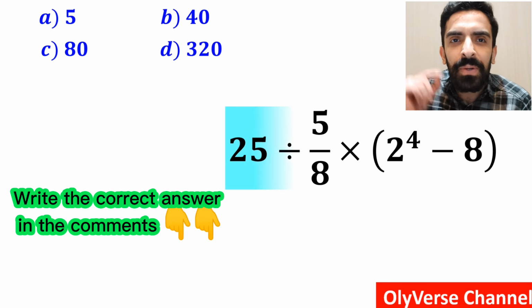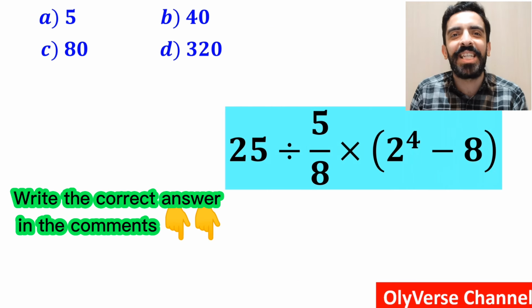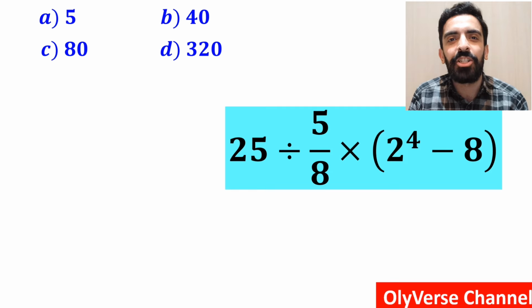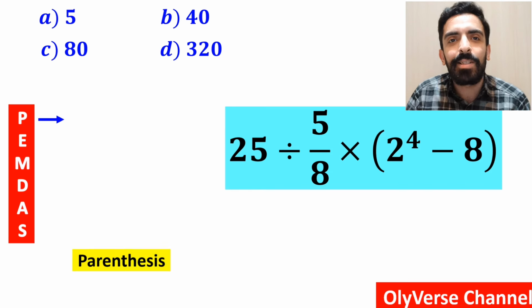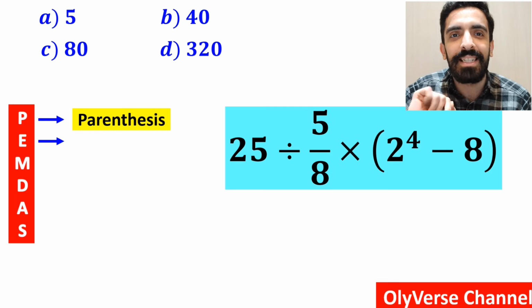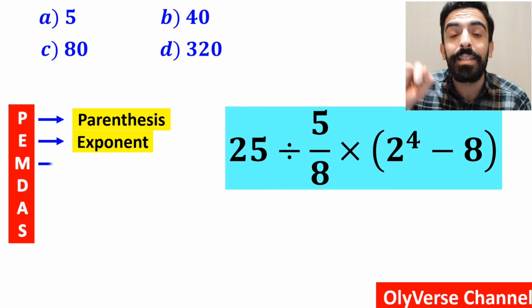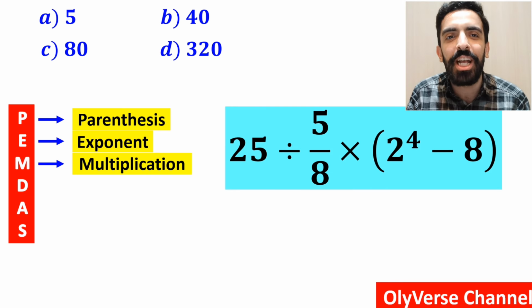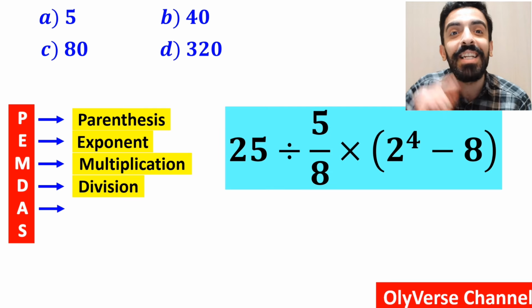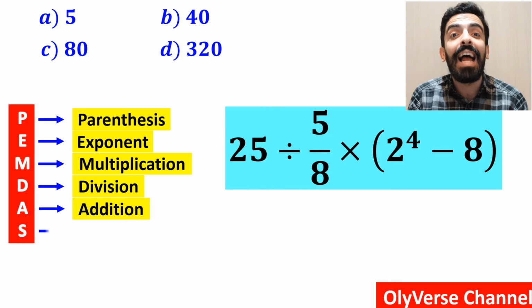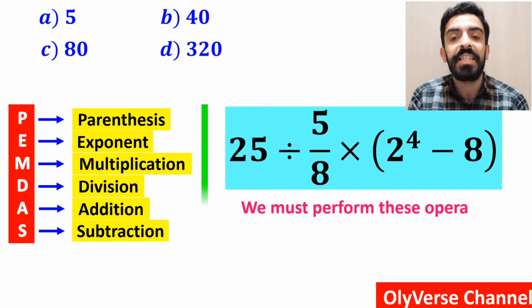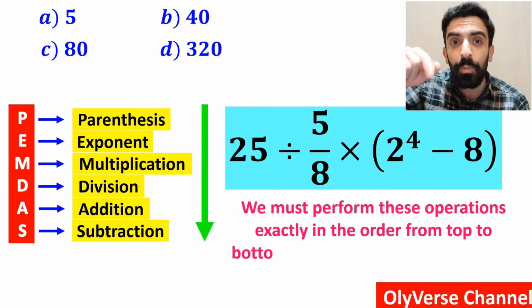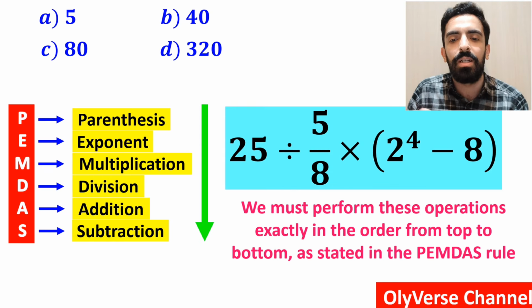Alright, now let's go through this question step by step and solve it together. To solve this question, we need to use the PEMDAS rule step by step. In this rule, P stands for parentheses, E stands for exponent, M stands for multiplication, D stands for division, A stands for addition, and S stands for subtraction. We must perform these operations exactly in order from top to bottom according to the PEMDAS rule.